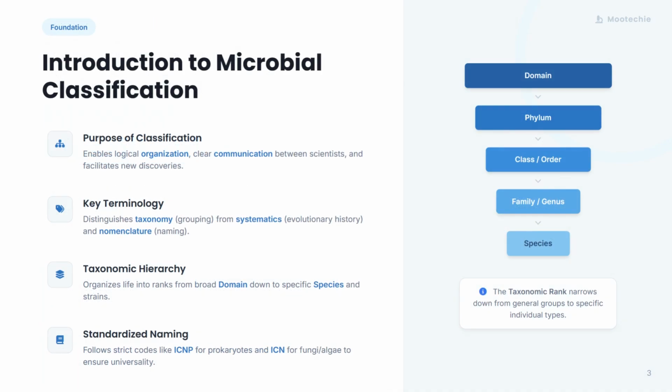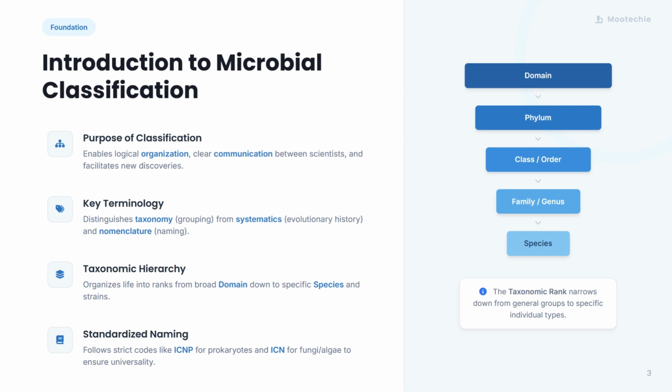Foundation. Introduction to microbial classification. Purpose of classification. Enables logical organization, clear communication between scientists, and facilitates new discoveries. By having a standardized system, researchers worldwide can accurately discuss the same organism and build upon each other's work.